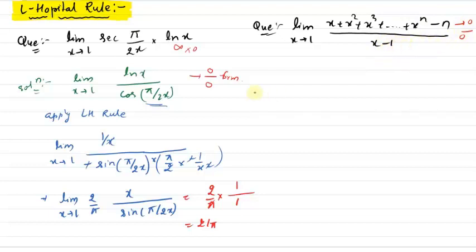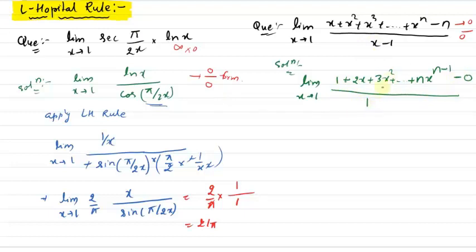So whenever it is 0 by 0 indeterminate form, we can directly apply L'H rule. So apply L'H rule, what do we get? Limit x tending to 1. If we differentiate the numerator, differentiation of x will be 1. Differentiation of x square will be 2x. Differentiation of x cube will be 3x square, and so on. Lastly, differentiation of x raised to power n will be n x raised to power n minus 1, and minus n is a constant, so its differentiation will be 0, whole divided by differentiation of x minus 1. What will we get? 1.